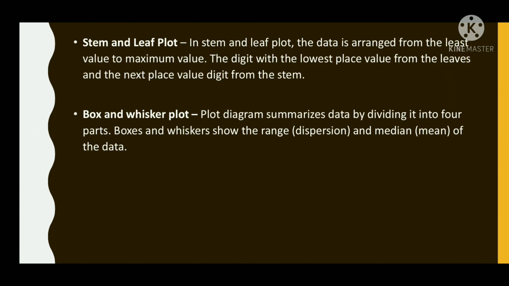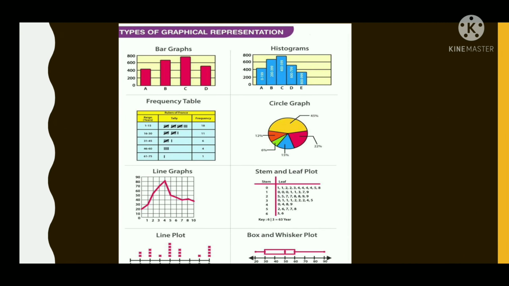In stem and leaf plot, the data is arranged from the least value to maximum value. The digit with the lowest place value forms the leaves and the next place value digit forms the stem. Box and whisker plot. Plot diagram summarizes data by dividing it into 4 parts. Boxes and whiskers show the range, dispersion and mean of the data. These are the diagrams of types of graphical representation.